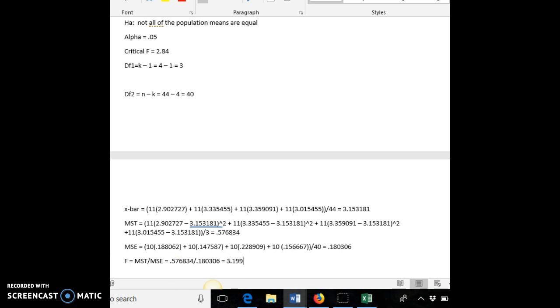Now, let's recall from above, our critical value was 2.84. 3.199 is certainly to the right of 2.84. Remember, it's always a right-tailed test. So it is in the rejection region. We reject the null hypothesis. So there is enough evidence at alpha equal 0.05 to reject the null.